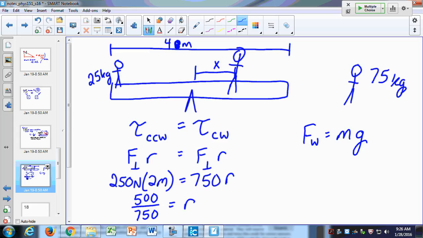All right? Isn't that right? 250 goes into 500. Yeah, two-thirds is 0.67 meters. What I did there is I just divided both sides by 750. So I get 500 divided by 750, and I isolate the R. You could have to do a problem like that on the test, which is next week. Y'all could do that if I gave it to you right now.